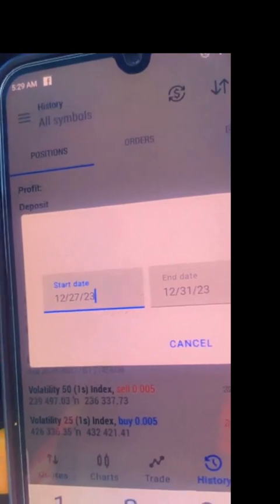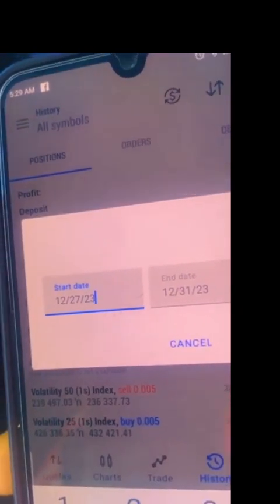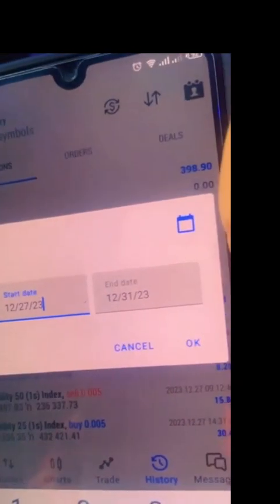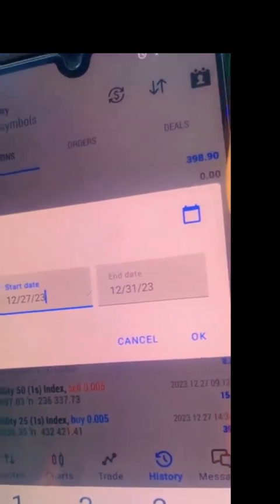Okay, guys, I just want to show you the history of the account so that you know that I am not capping. All right, so look at the dates. This is from 27th of December 2023 down to 31st December 2023.